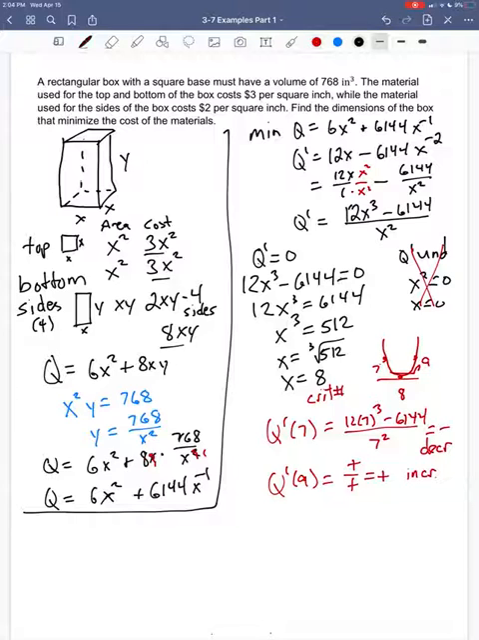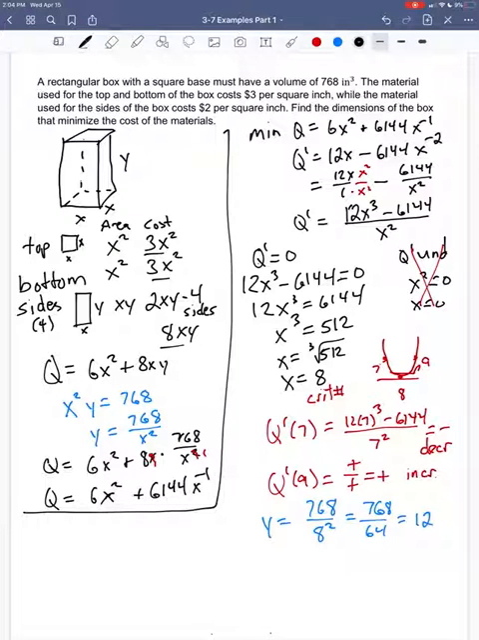So the dimensions then, we've got x equals 8. Oh, I didn't find y. All right, so what's y? Y, we've got over here 768 divided by x squared. So 768 over 8 squared. That's going to be 768 divided by 64, which is going to be 12, I believe, right? So it goes in there once, 128, yep. So we get y is 12.